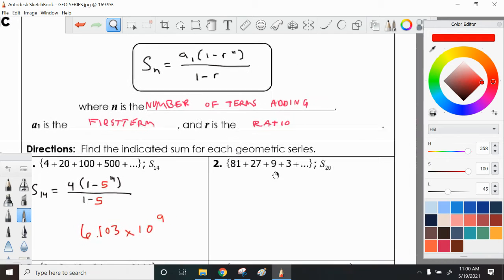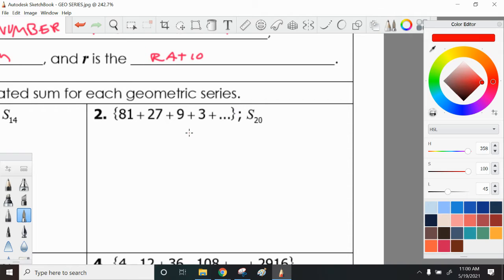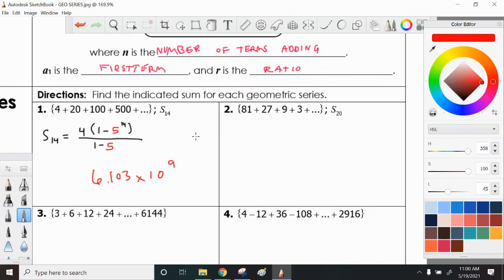Now, looking at number 2 is where we get into kind of our big idea for today. We've got another pattern, 81, 27, 9, 3, and we need to find the sum of the first 20 of these things. Now, if we looked at number 1, and we were only doing the sum of the first 14, and the answer was a billion, how are we going to add up 20 things? The answer is going to be a quadrillion, right?